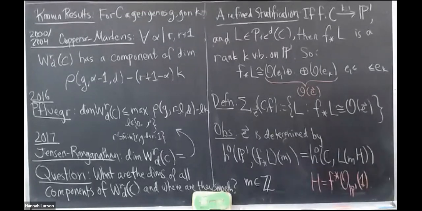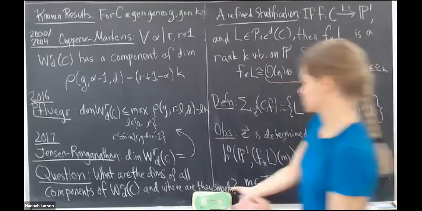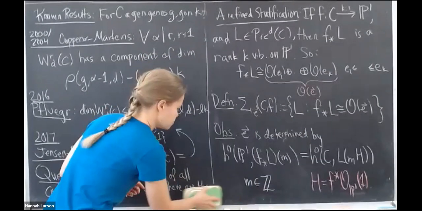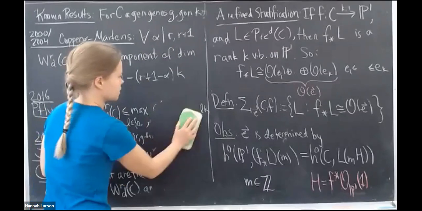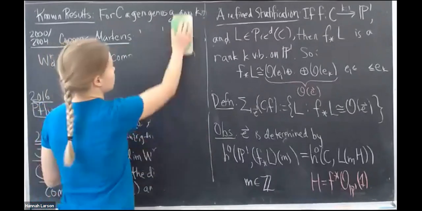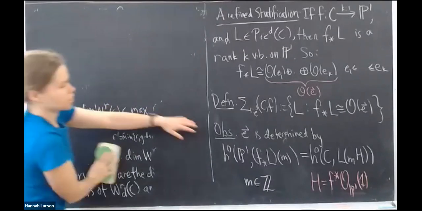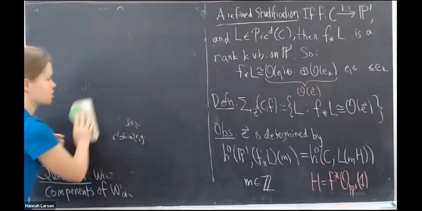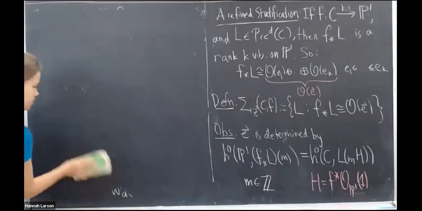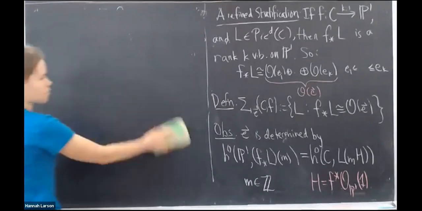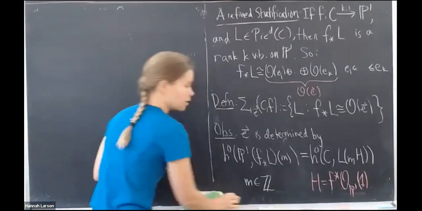So now I'm going to do an example soon, but I want to set just a bit of notation first for working with stratifications that arise in this way, by splitting type of vector bundles on P1.